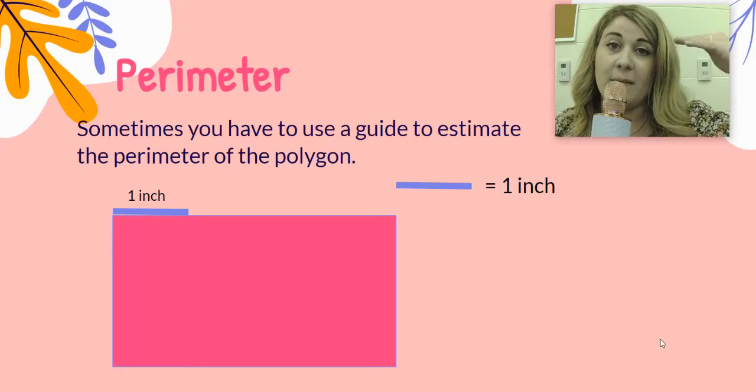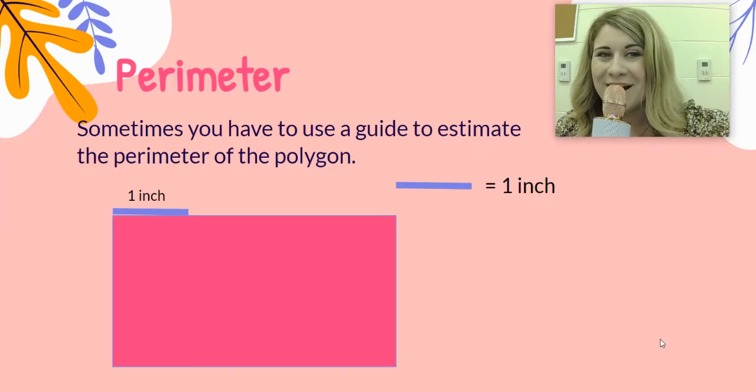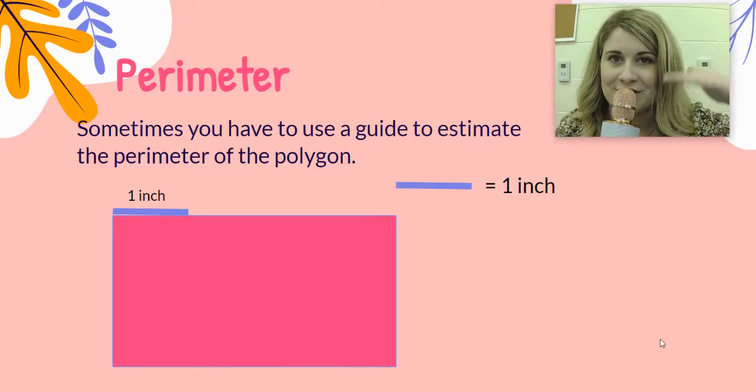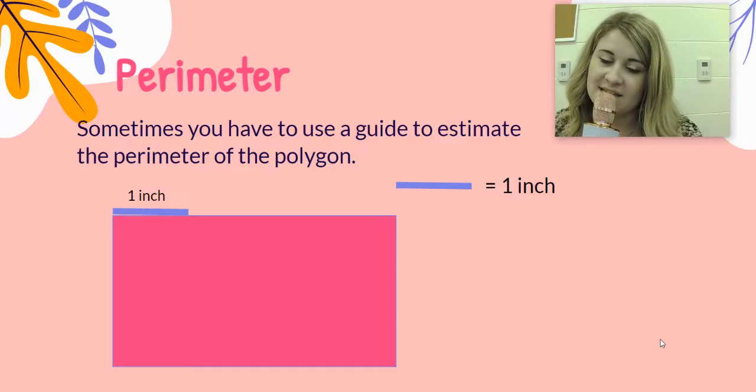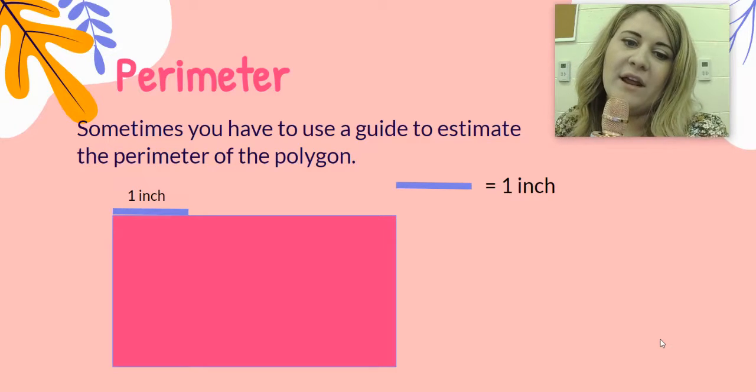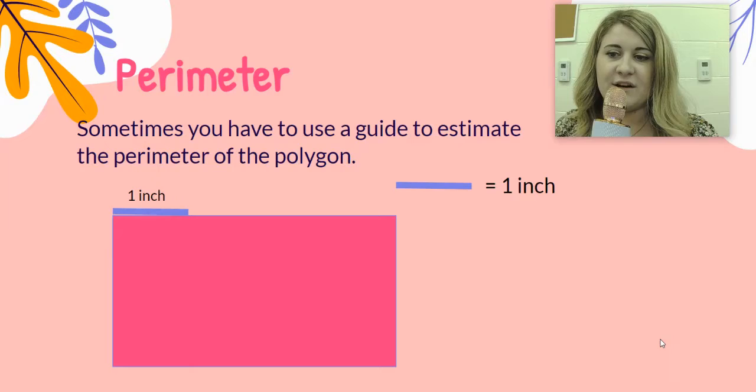And I know that if my top is 4, then the bottom is also 4 because it's a rectangle, so the top and bottom are the same. So 4 plus 4. And then I have to measure the sides. On the sides, I think I could fit 1, 2. So each of the sides are going to be worth 2 inches. So I'm going to do 4 plus 2 plus 4 plus 2.